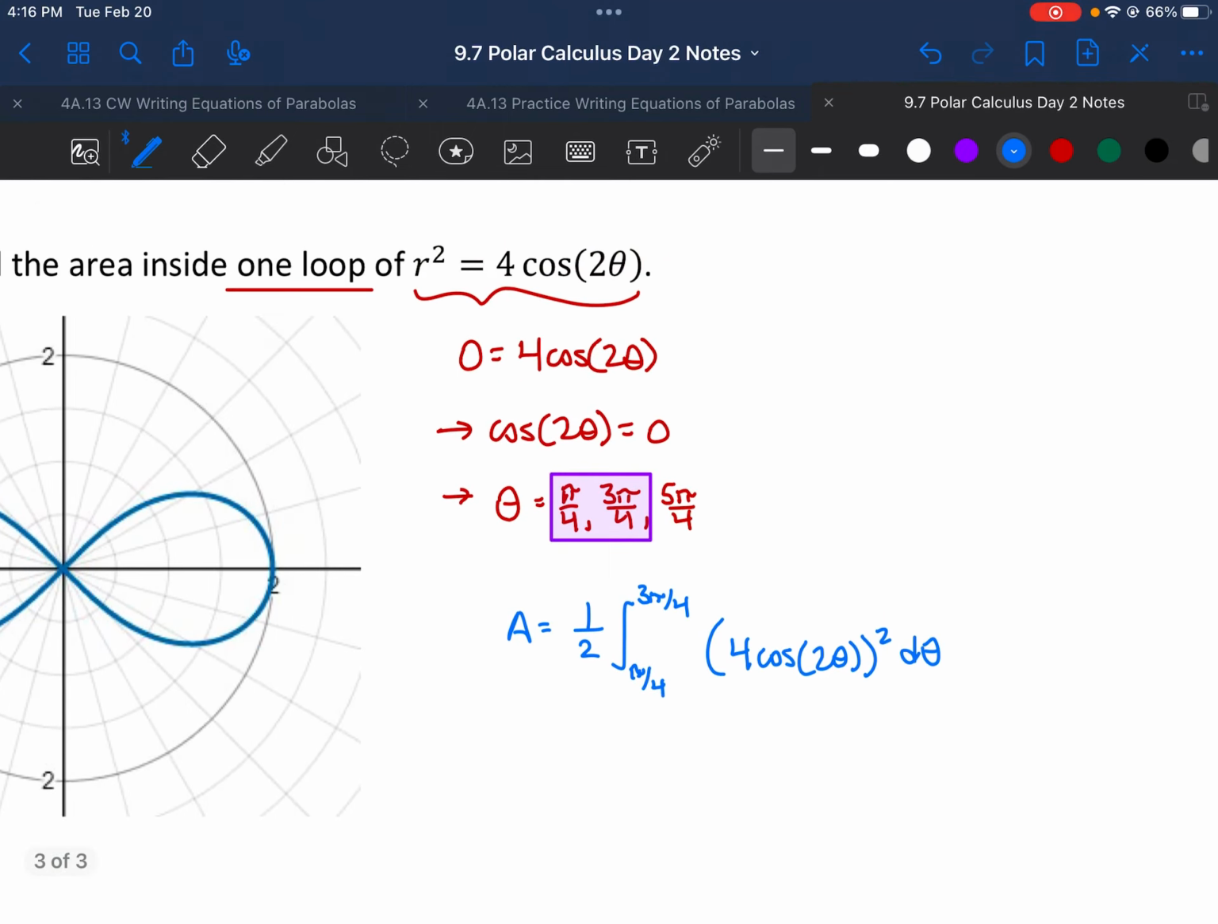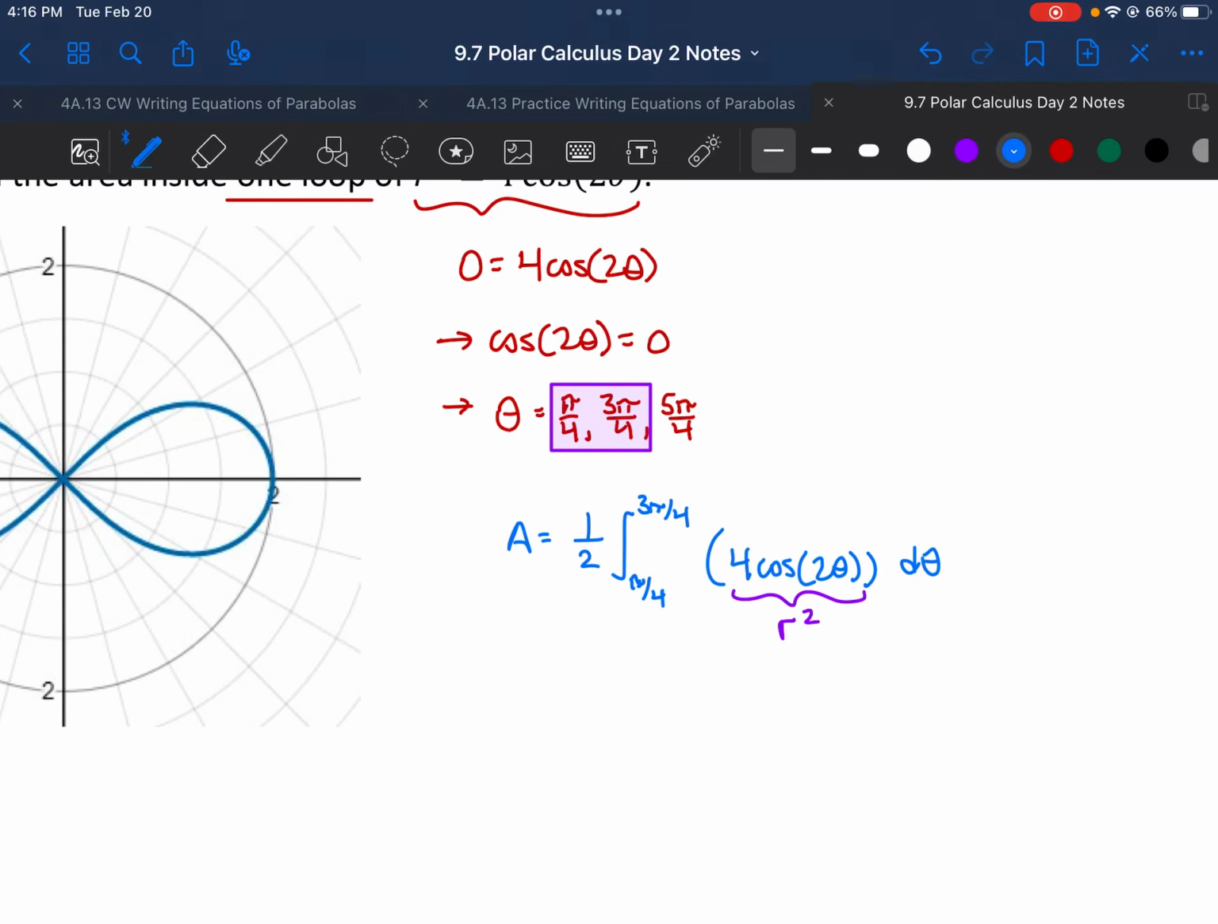Well, actually, hold on. We got to be a little bit careful here. 4 cosine 2 theta is r squared. We do not need to square this again. Okay, little bit tricky there. Let's make note of that. This is r squared. 4 cosine of 2 theta is r squared. We don't want to square it again. We'd be getting the wrong thing. We'd be doing the wrong calculation.